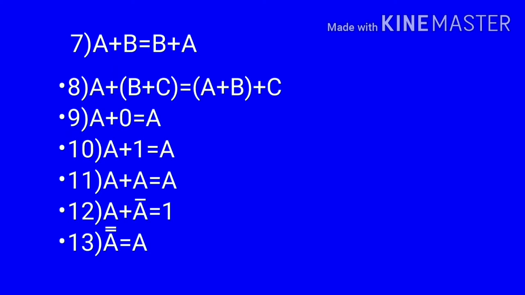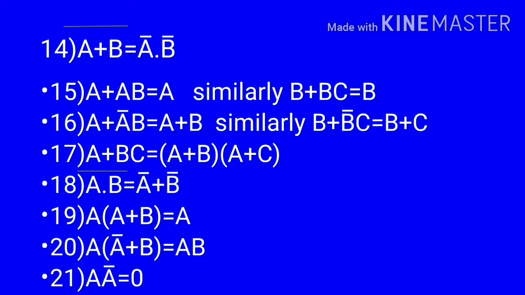Ninth, A plus 0 equal to A. Tenth, A plus 1 equal to 1. 11th, A plus A equal to A. 12th, A plus A bar equal to 1. 13th, A bar bar equal to A. 14th, negation of (A plus B) equal to A bar dot B bar.